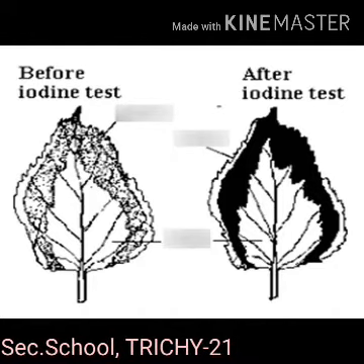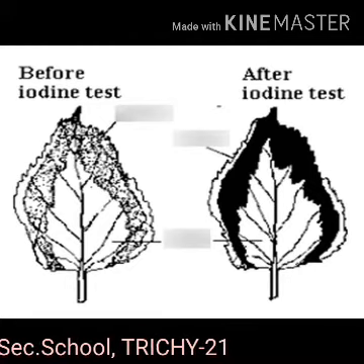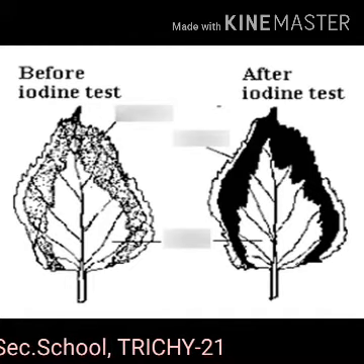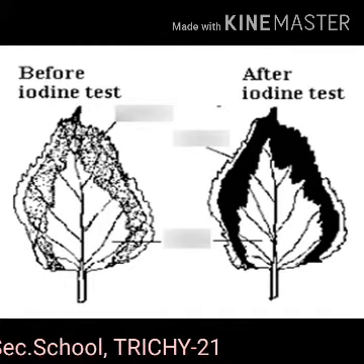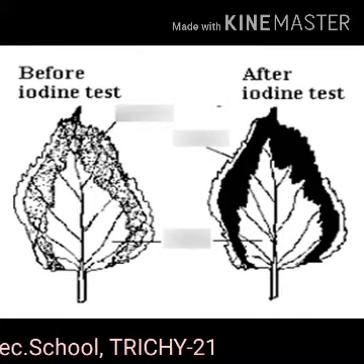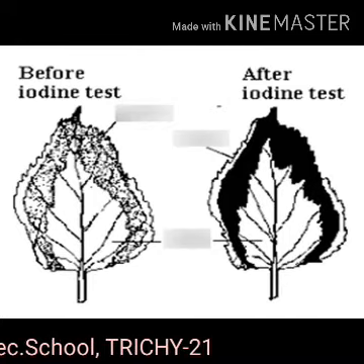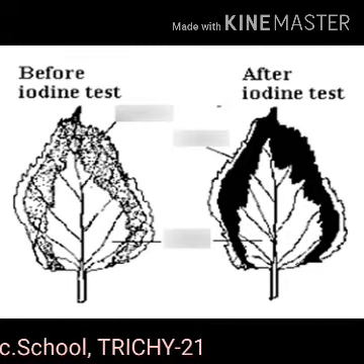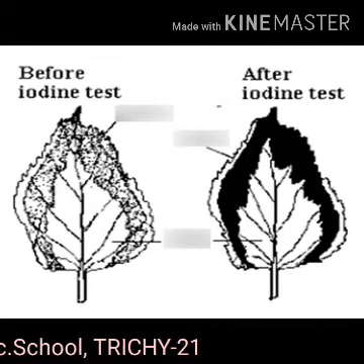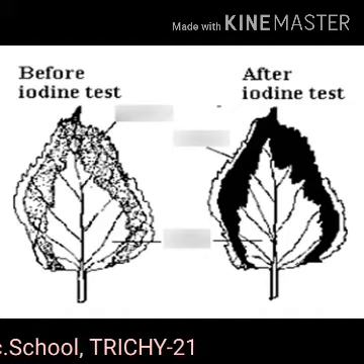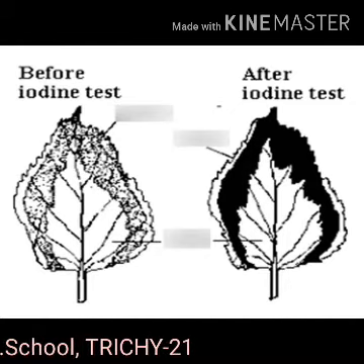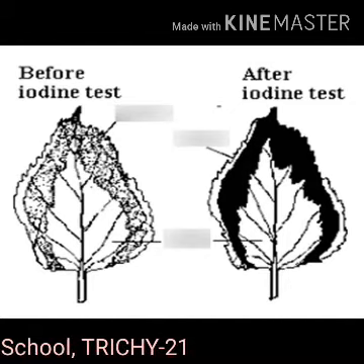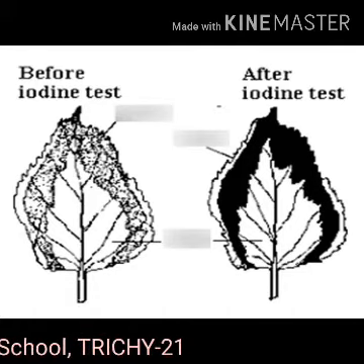When iodine solution is poured on the leaf, the part of the leaf where we have marked the patches of chlorophyll will turn blue-black. This shows that photosynthesis is taking place there and starch is present there.